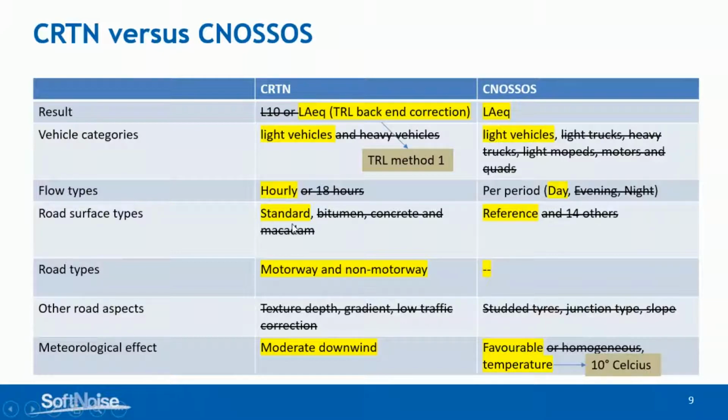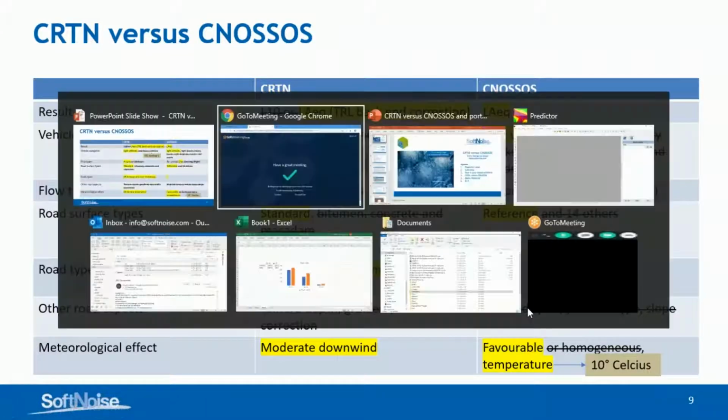For the road service, I chose standard. For CNOSSOS, I chose reference. Road types in CRTN, I used both motorways and non-motorways, as it should be. And in CNOSSOS, I don't need to define it. So that's a good comparison anyway. For the other road aspects, I did not use any. No texture depth, no gradient, no low traffic correction. In CNOSSOS, I did not use any studded tires and also no junction types. Then the CRTN, of course, calculates moderate downwind. So in CNOSSOS, I selected 100% favorable. And as a temperature, I selected 10 degrees Celsius, just in order to make a reasonable comparison. So let me switch to Predictor now.